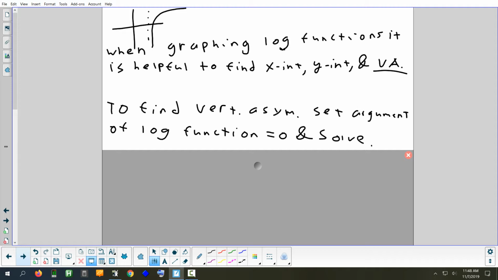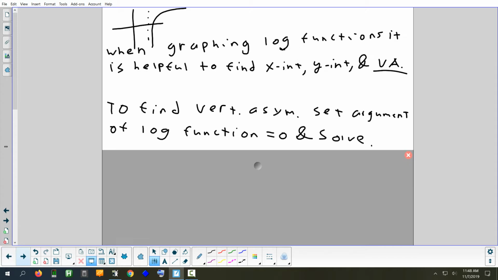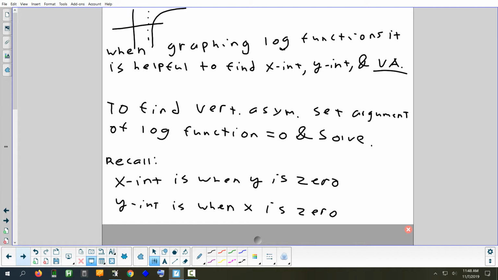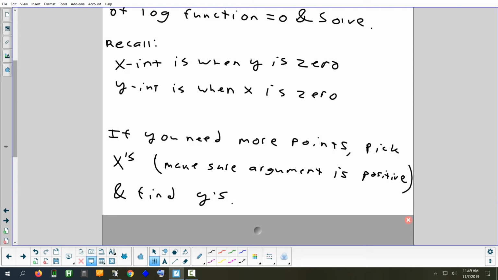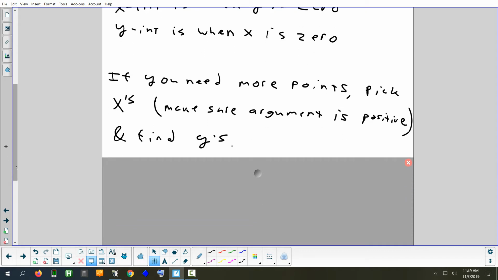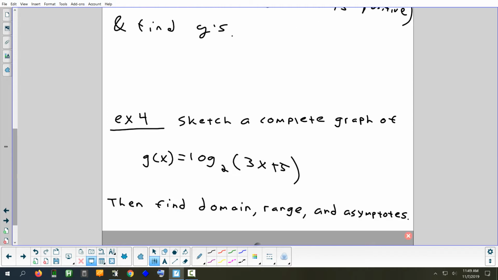So, to find the vertical asymptote, set the argument, that's what's inside, equal to 0 and solve. Okay, remember x-intercept, y-intercept. X-intercept, plug in 0 for y. Y-intercept, plug in 0 for x. If you need more points, you can pick more. Just make sure that when you pick a point, it actually works. If you plug in a value for x and it causes you to take the log of a negative number, that's no good. So logs only curve in one direction, kind of like square roots. They only go one way. Okay, I usually need more points. I like to have about 5. That's pretty good. Okay. So let's sketch a graph of that.